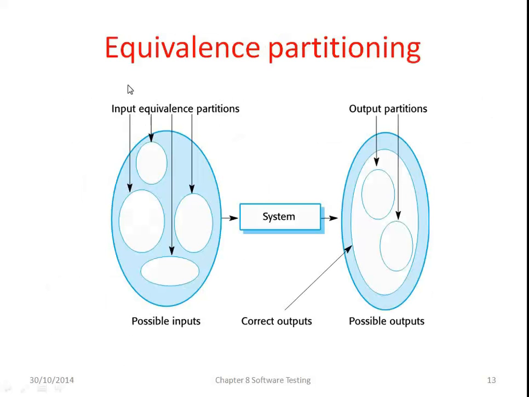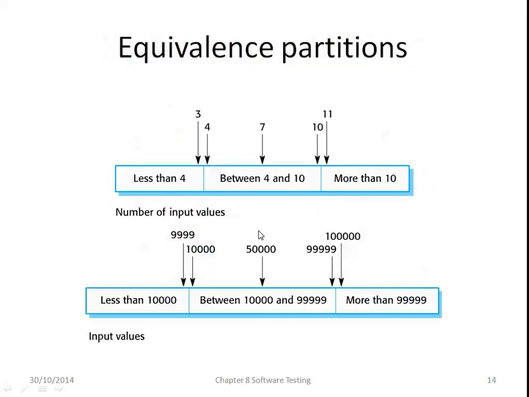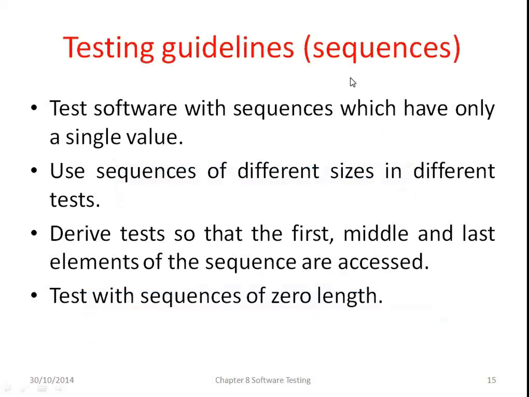So this is given as an equivalence partition, an input equivalence partition, given to the system, and it produces the output partition, the possible outputs. The example given is less than 4, so 1 to 4, and between 4 and 10 you have to partition it, and more than 10. So this is the equivalence partition example.